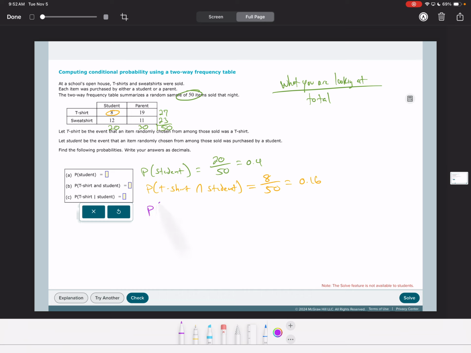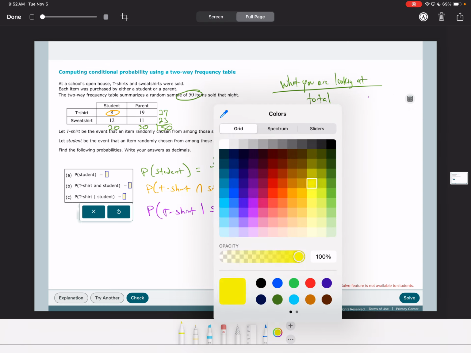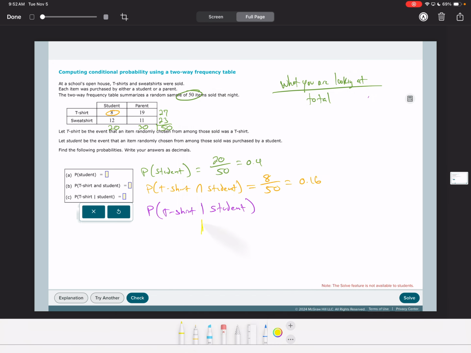The next one is the tricky one, and that's what this topic's all about. Alex is probably going to tell you to use a formula. I'm not about formulas in probability. You can almost use this formula right here, what you're looking at divided by the total for all of them, if you think about it. But what you're going to look at here is this symbol right here means given. So you would say, what's the probability that you randomly pick someone that is wearing a t-shirt given that it's a student?